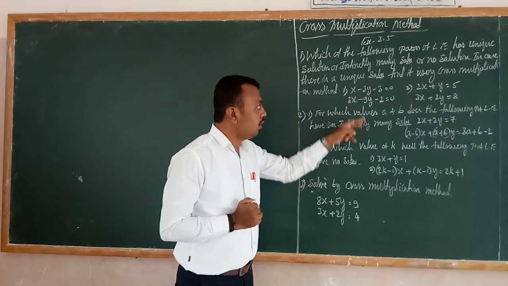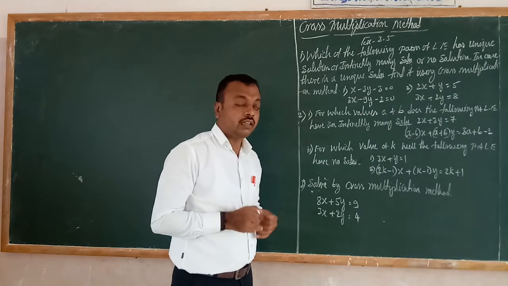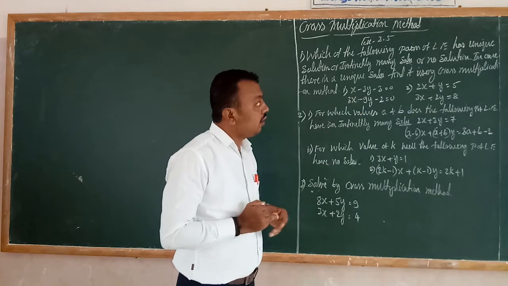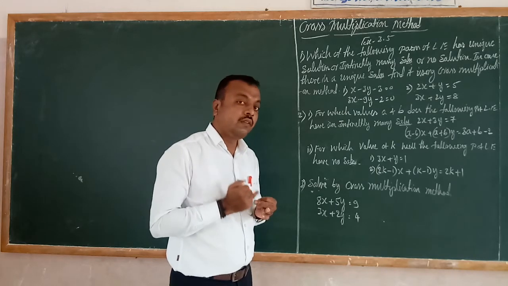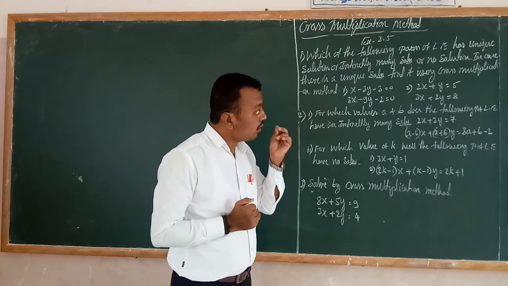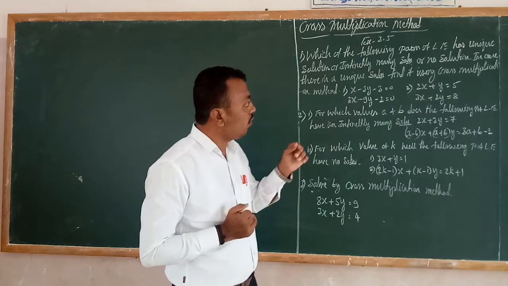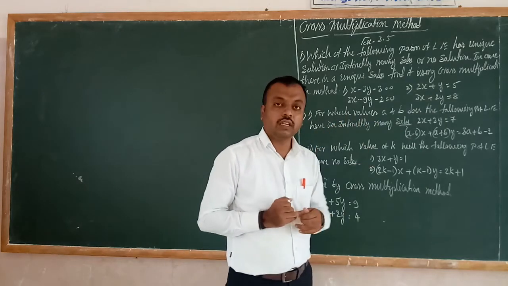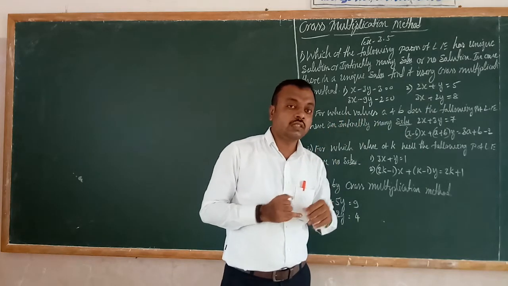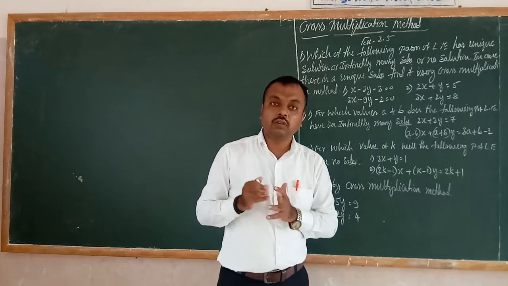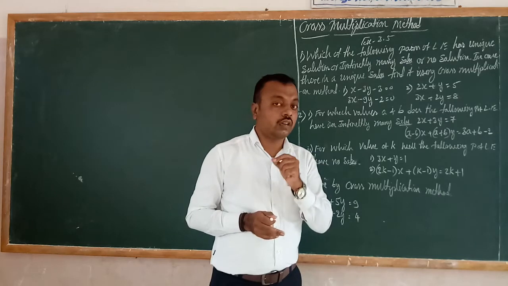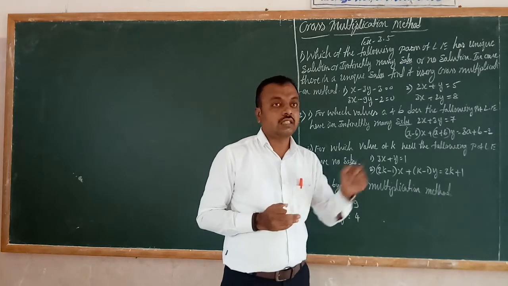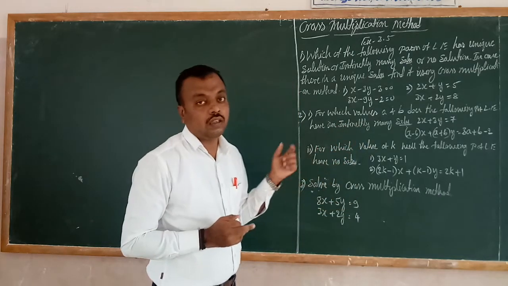See, they have given the pair of linear equations. The pair of linear equations has a unique solution, no solution, or infinitely many solutions. In case of a unique solution, we have to find the solution of the given equations. A unique solution means a1 by a2, b1 by b2 and c1 by c2 are not equal to each other. So let us check whether it is a unique, no, or infinitely many solution.